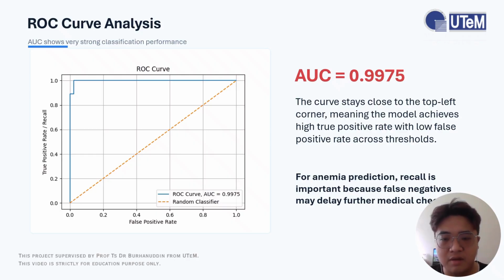Since an AUC value ranges from 0 to 1, a value this close to 1 indicates excellent classification performance. This means our artificial neural network can accurately separate anemic patients from non-anemic patients with very few classification errors. For anemia prediction, this is especially important because missing an actual anemia case, which is known as a false negative, could delay further medical examination and treatment. Therefore, a high AUC score gives us confidence that the model is effective for screening purposes.